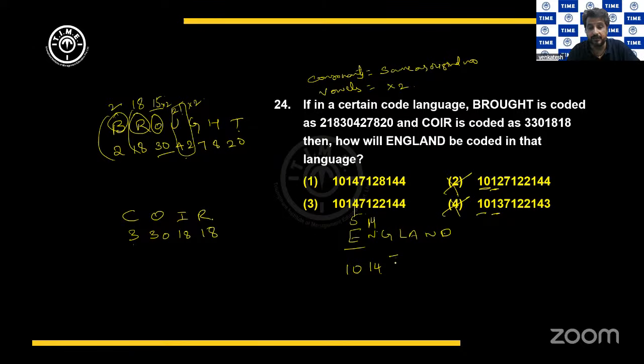G is 7. L is 12. A is 1. So which option is matching? 10, 14, 7, 12. Oh, A is a vowel. Vowel means it is multiplied by 2, so 2. And N is 14, D is 4. So it is matching with choice 3. Fine.